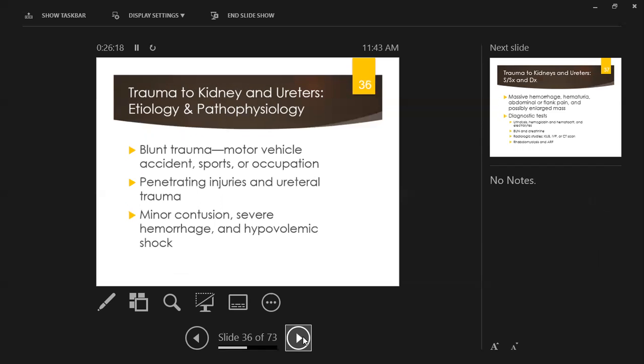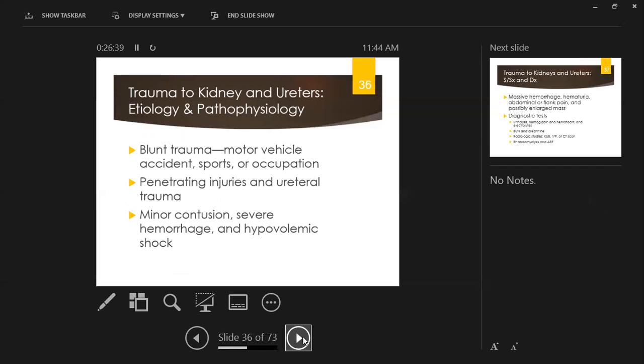So, what about trauma to the kidney and ureters? Well, blunt trauma from things like motor vehicle accidents, sports, or occupational injuries can cause blunt trauma. And then you have penetrating injuries. So these are the injuries that actually go into the kidney, or ureteral trauma, right?